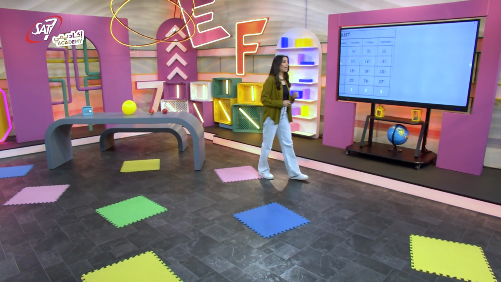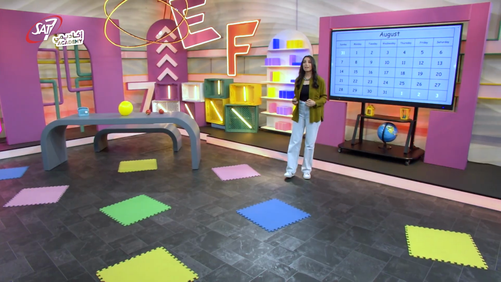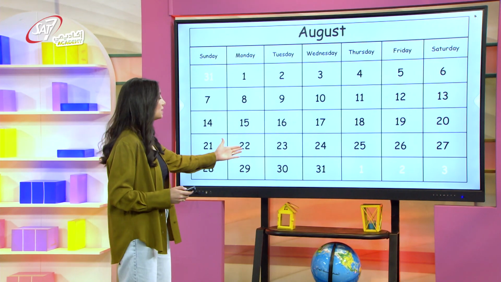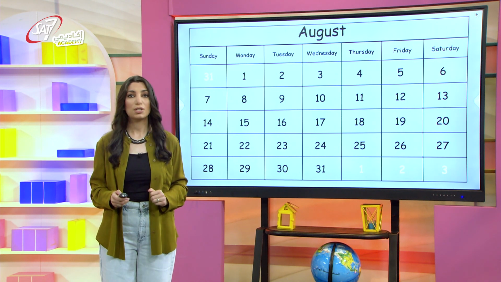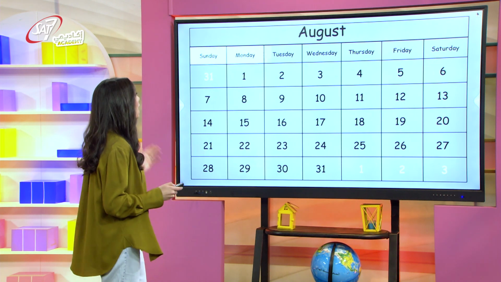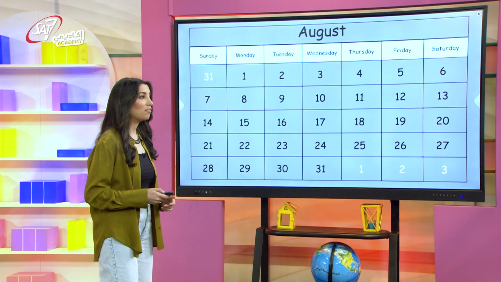This part of a calendar shows the month of August. The last day is Wednesday, the 31st. How many Mondays are there in this month? Notice that on top we have the days of the week in order. Count the Mondays. They are 5.